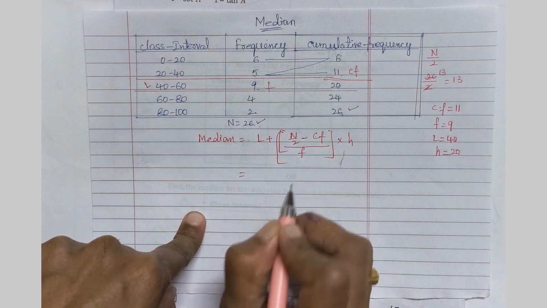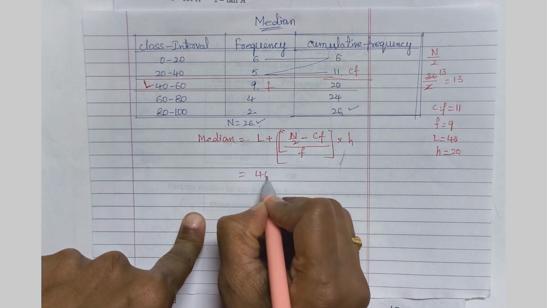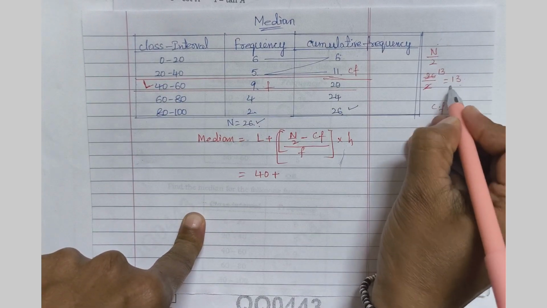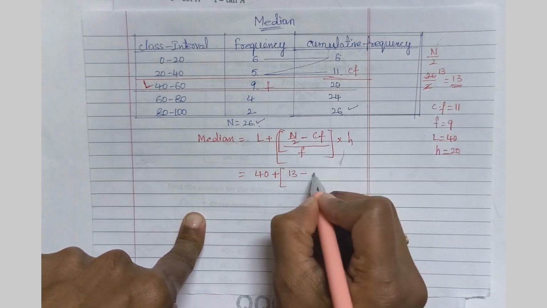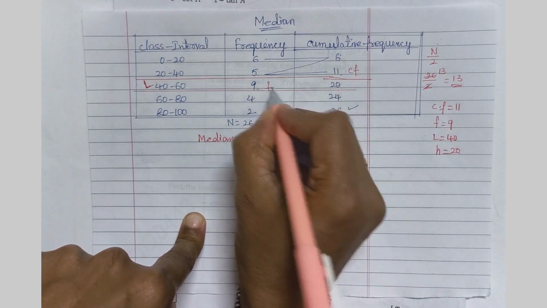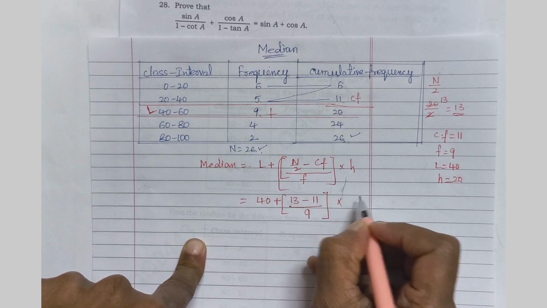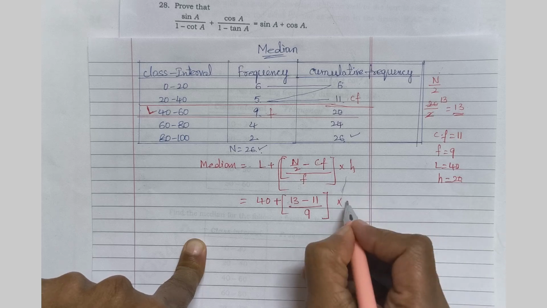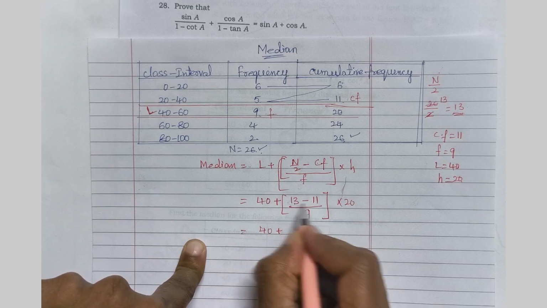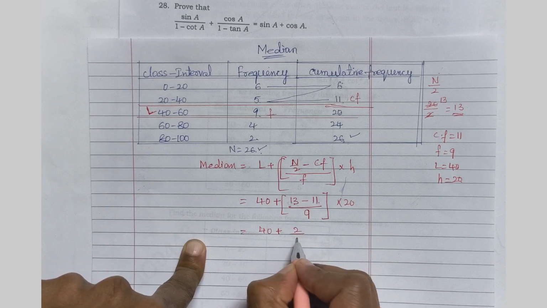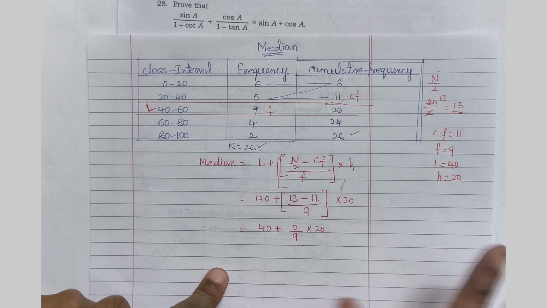Now you apply the values. L is 40, so 40 plus n by 2. n by 2 is 13, minus CF, which is 11, divided by F, which is 9, into H, which is 20. Now you simplify and you will get the answer. 40 plus (13 minus 11) is 2 by 9 into 20. Any cancel possible? No.